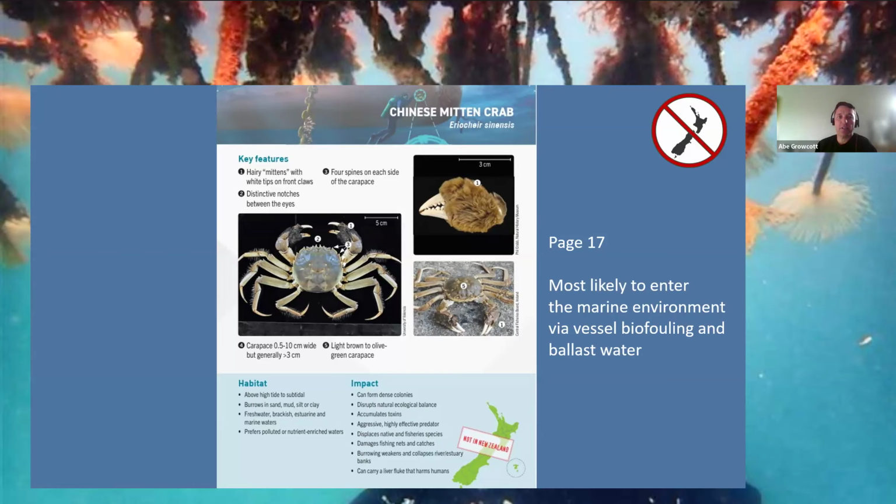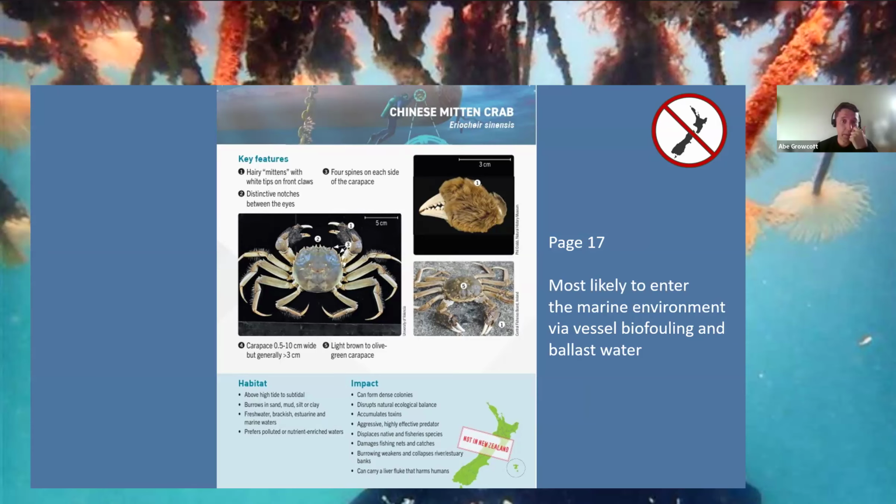Moving on, we've got the Chinese mitten crab. So its name's pretty good. The key diagnostic feature is these hairy mittens. This species has distinctive notches between its eyes, so two of them, and then on the side of its shell, on its carapace, it has four spines. As you can see, it doesn't have paddles at the back, like our native paddle crab. So using all of those diagnostic features, it's a pretty distinctive crab. No other species of crab in New Zealand has that kind of fur.